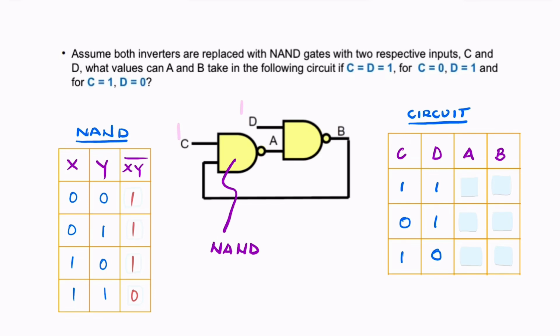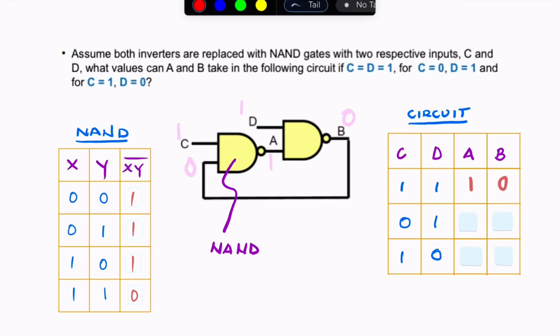If C and D are both 1s, then if one of these inputs, let's say this input here, which is B, was a 0, then if any input to a NAND gate is 0, the output is going to be 1. So you'd have a 1 at A. And if you have two inputs of 1 going into the second NAND gate, then the output would be 0. And that makes sense. That's the only combination that works. So for C and D both equal to 1, A and B would be 1 and 0 respectively.